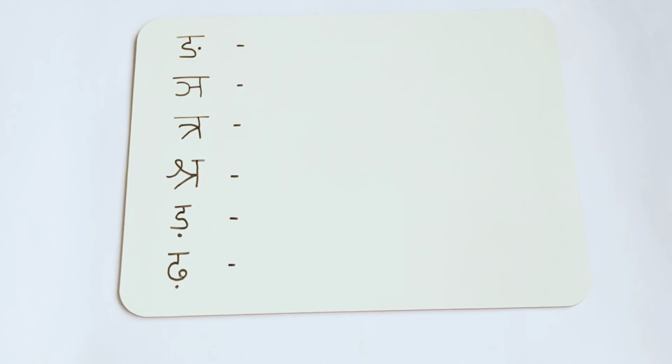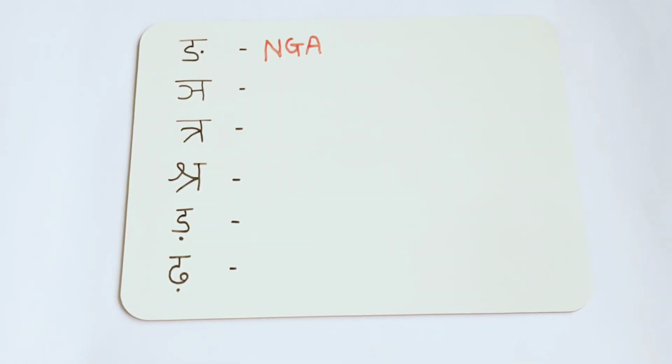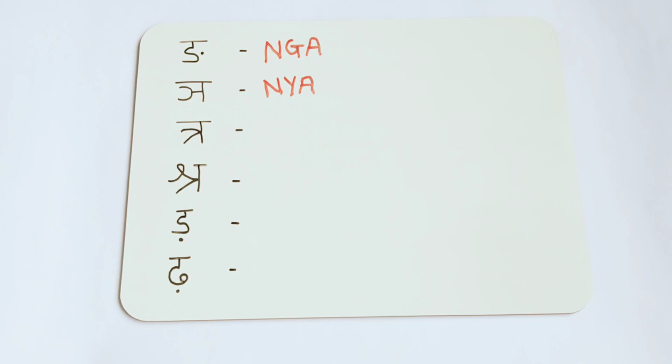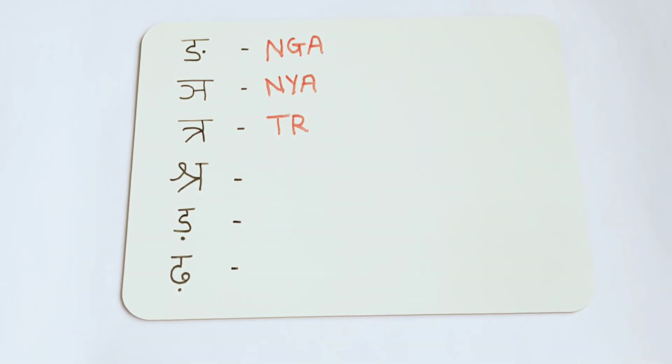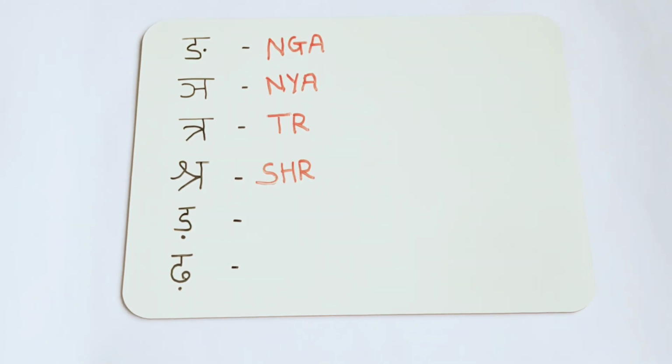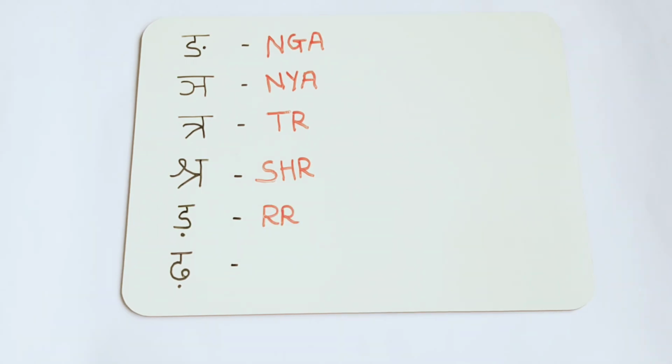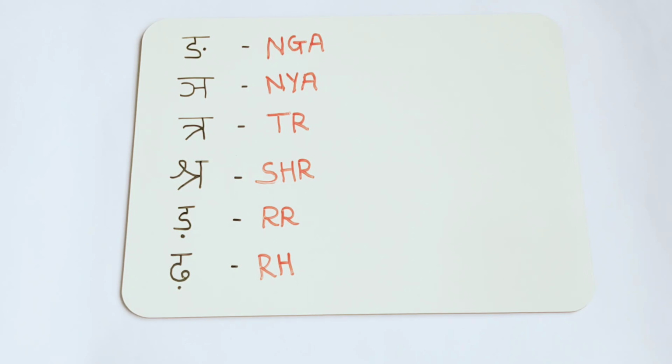The first one is called ng. The second one is called ny. The third one is called tr. The fourth one is called shra. The fifth one is called r. The last one is called r. Now, how to write these consonants?